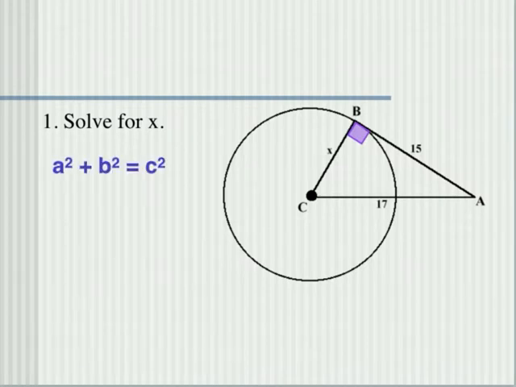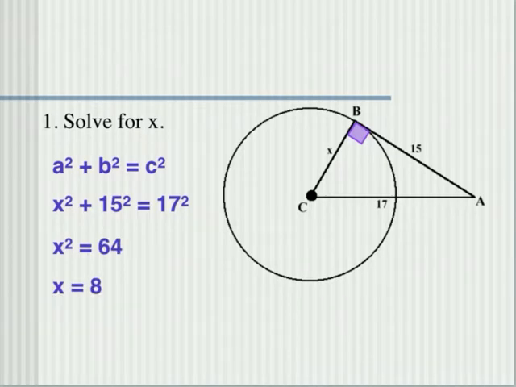So first, you're using Pythagorean's theorem. The c would be the hypotenuse, 17. You get x squared by itself and you square root, you should get x equals 8.